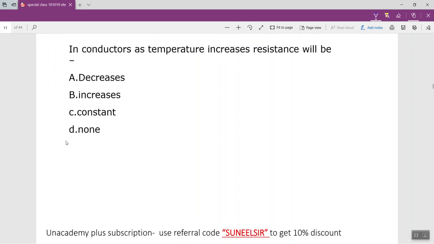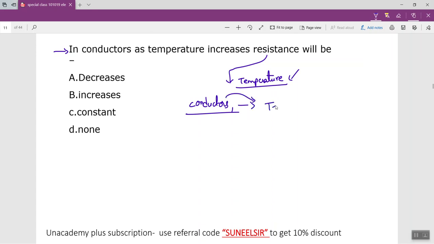The next question. In conductors, as temperature increases, resistance will be dash. Here the resistance also depends upon the temperature. We know very well we have conductors, semiconductors, and also insulators. But if you consider mainly conductors, these are materials which allow electricity through them. For example aluminum or copper are conductors, which easily allow electricity through them.